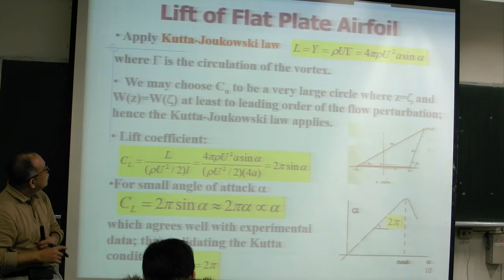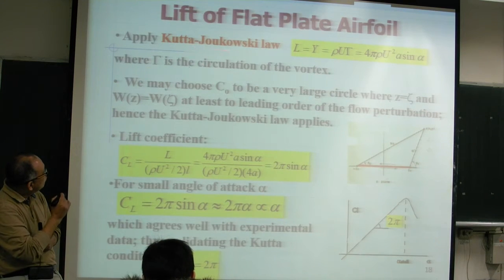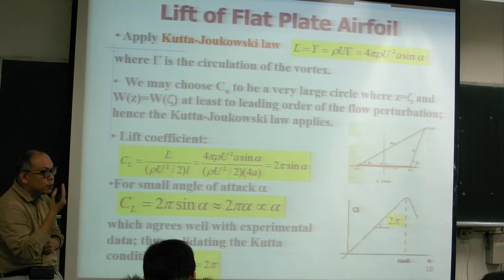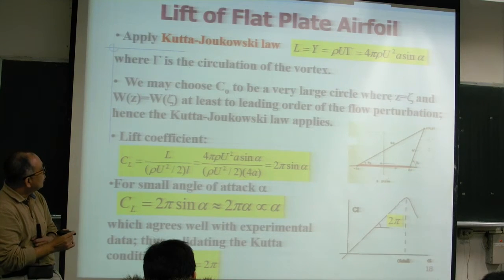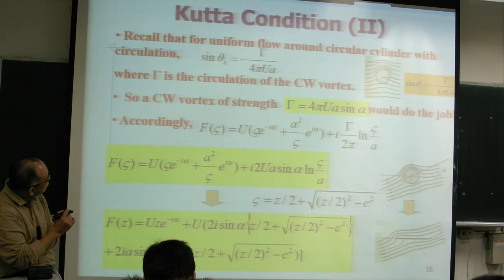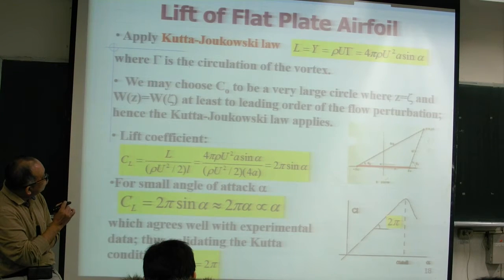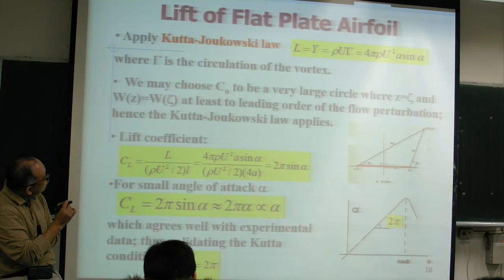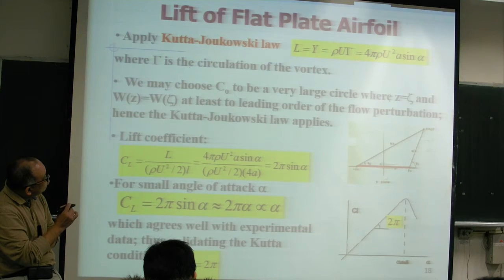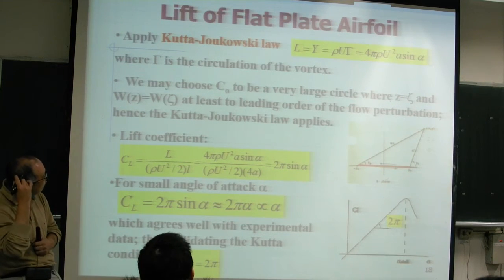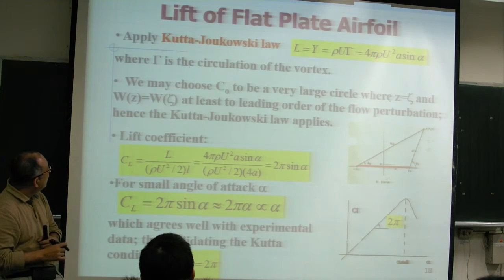The lift equals rho U gamma. We already know how much gamma you should apply in order to satisfy the Kutta condition. And this gamma is equal to what? Gamma is equal to this. This is the gamma we should apply in order to satisfy our Kutta condition. So our lift is equal to rho U gamma, and if you plug in the gamma we have, it will be equal to 4 pi rho U squared A sine alpha. That will give you the lift.